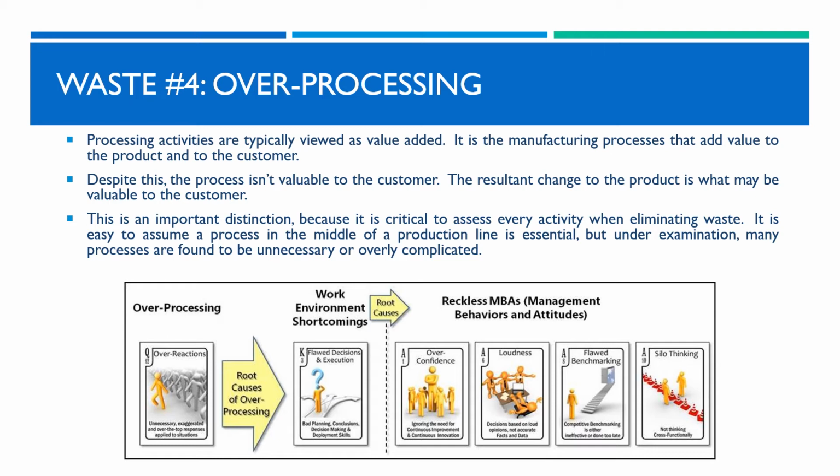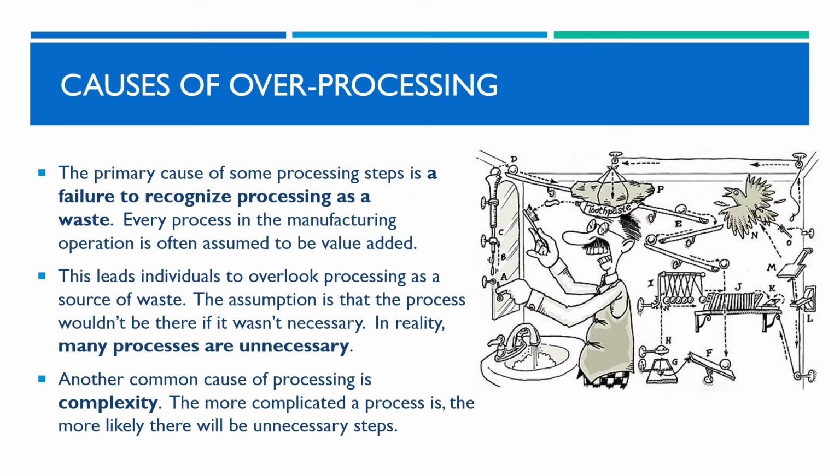It is easy to assume a process in the middle of a production line is essential, but under examination, many processes are found to be unnecessary or overly complicated. The primary cause of some processing steps is a failure to recognize processing as a waste. Every process in the manufacturing operation is often assumed to be value-added. This leads individuals to overlook processing as a source of waste. The assumption is that the process wouldn't be there if it wasn't necessary. In reality, many processes are unnecessary. Another common cause of processing is complexity. The more complicated a process is, the more likely there will be unnecessary steps.